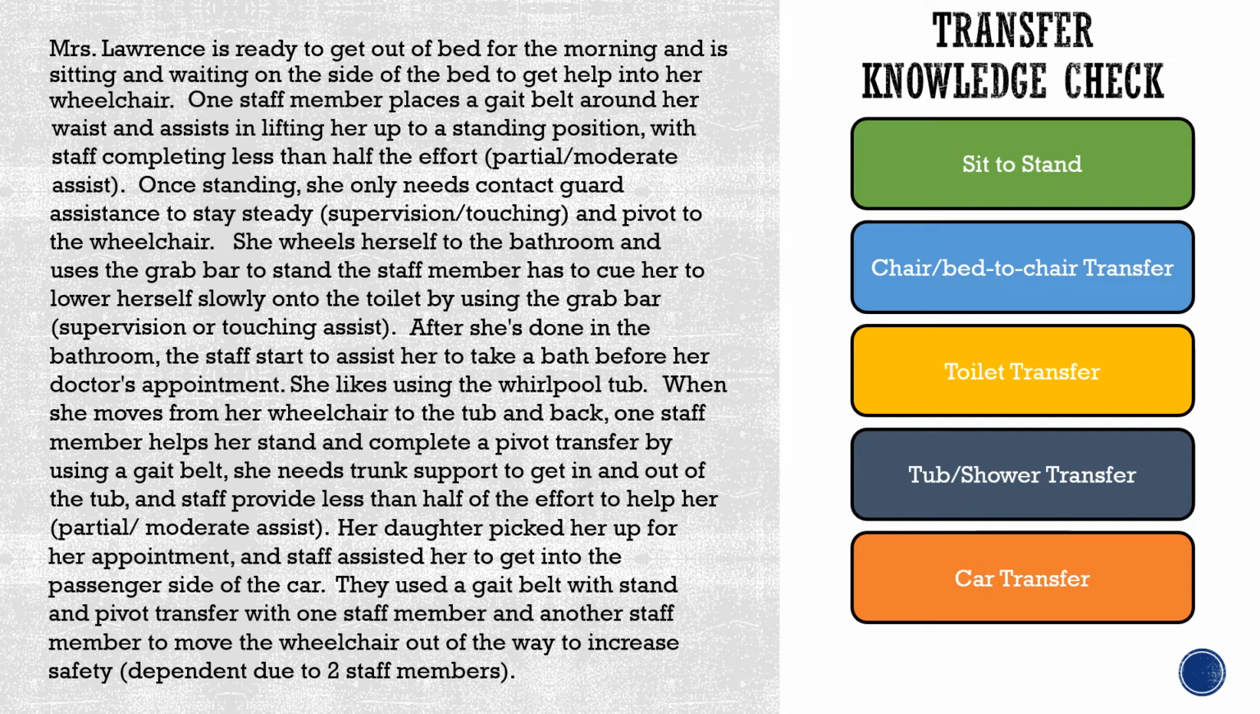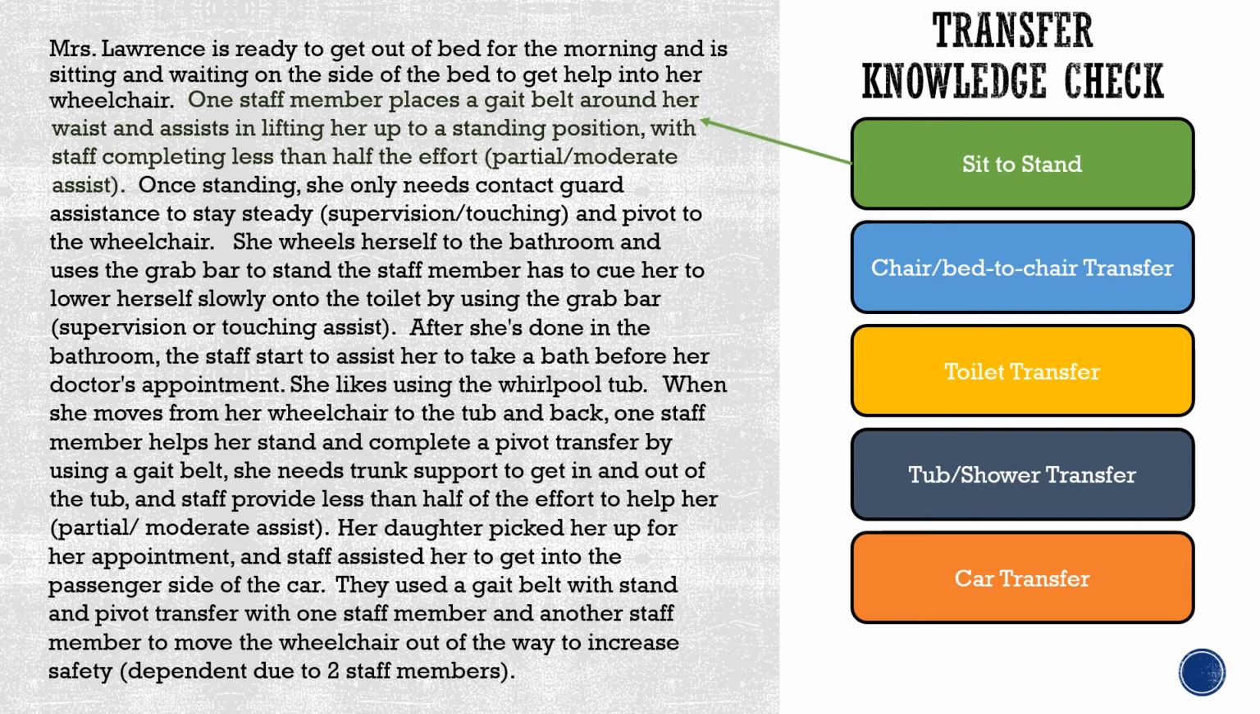After she's done in the bathroom, the staff start to assist her to take a bath before her doctor's appointment. She likes to use the whirlpool tub. When she moves from her wheelchair to the tub and back, one staff member helps her stand and complete a pivot transfer by using a gait belt. She needs trunk support to get in and out of the tub, and staff provide less than half of the effort to help her. Her daughter picked her up for her appointment, and staff assisted to get her into the passenger side of the car. They used a gait belt with a stand and pivot transfer with one staff member, and the other staff member to move the wheelchair out of the way to increase safety.